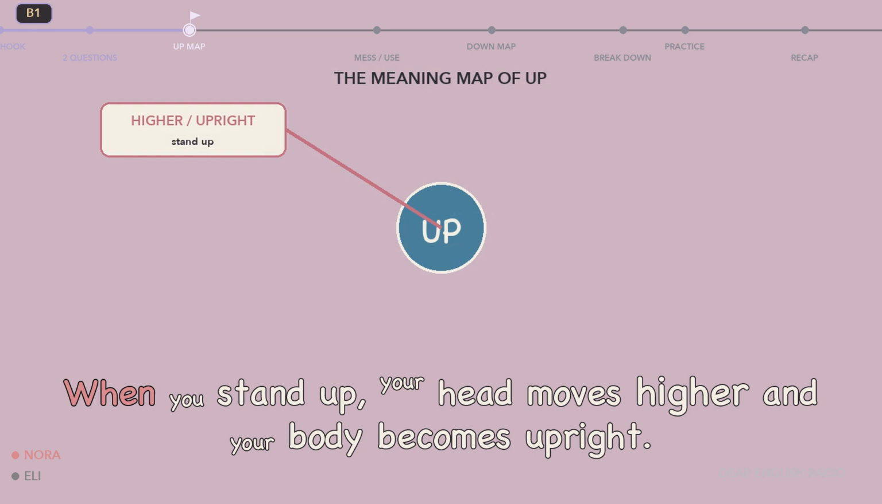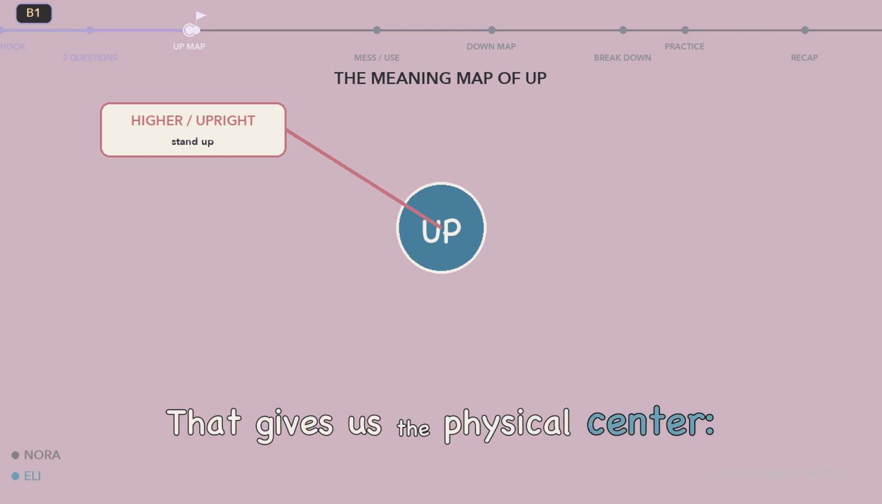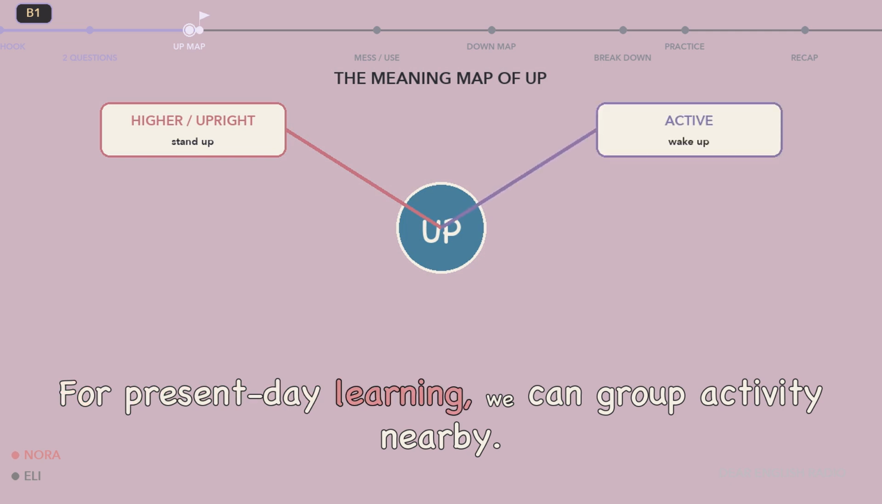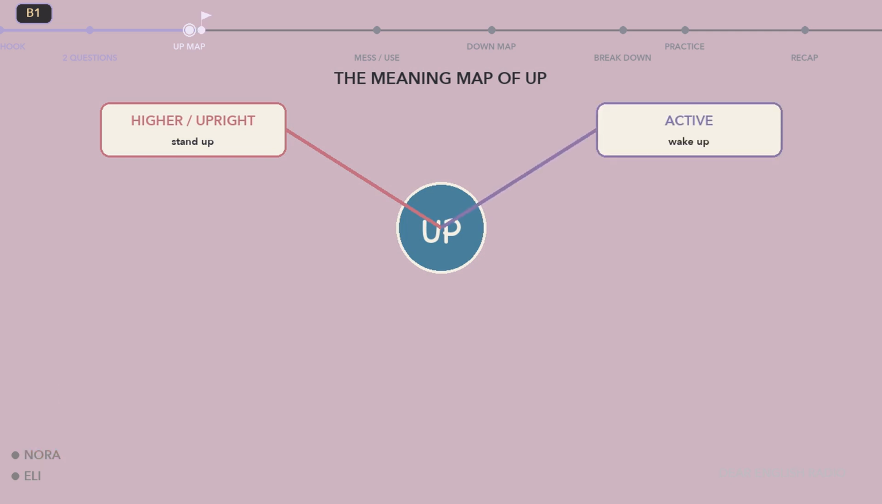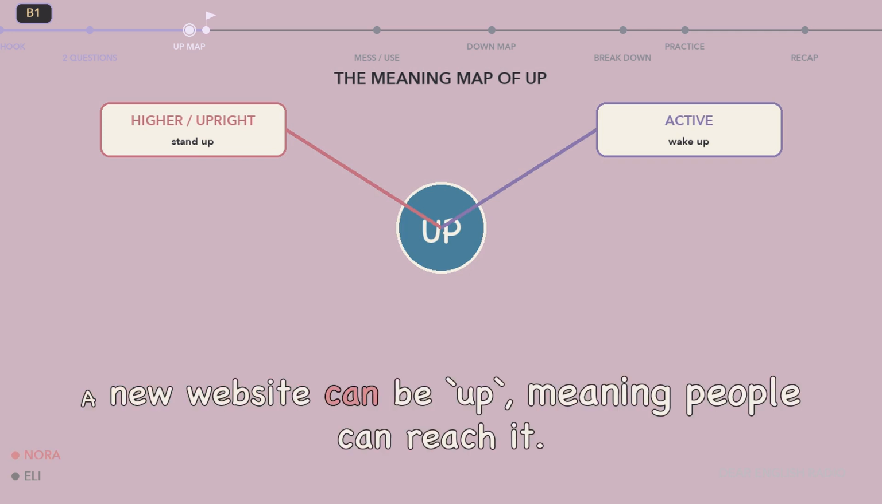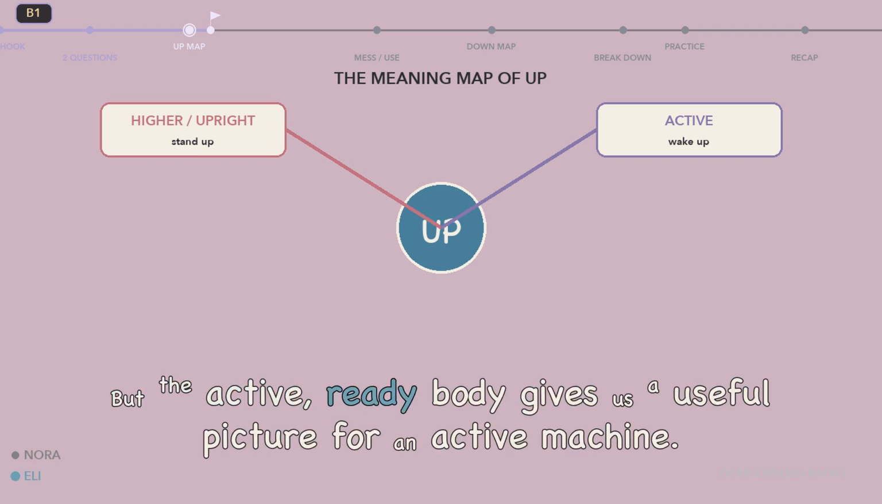Start with the body. When you stand up, your head moves higher and your body becomes upright. An upright person is often awake, ready, and able to act. That gives us the physical center, higher position, or an upright body. For present-day learning, we can group activity nearby. We wake up. A computer system can be up, meaning active and available. A new website can be up, meaning people can reach it. The system has no legs, but the active, ready body gives us a useful picture for an active machine.